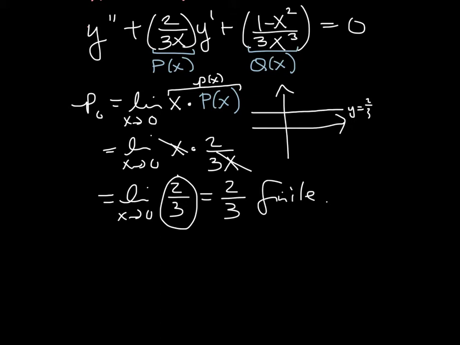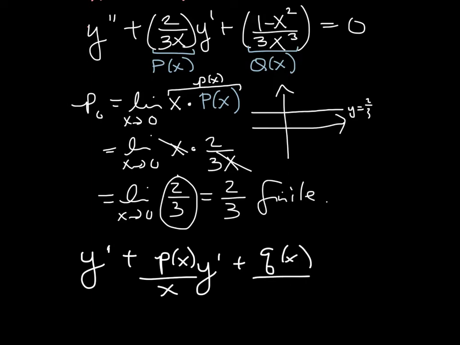Some students want to do it quickly in another way, because it depends on the student's preference. So what I did right now, we found the limit. That's fine. If you remember in the last video, I wrote y double prime plus little p of x over x, y prime plus q of x over x squared, y equals 0. So you should have that in your notes. So we had this form, and then we can transform it into this one.